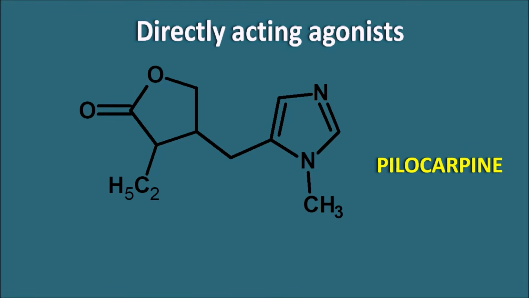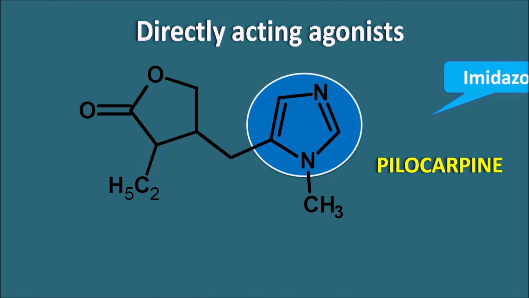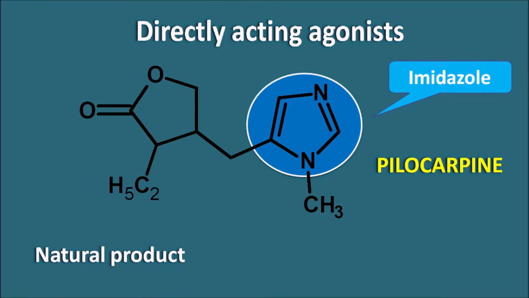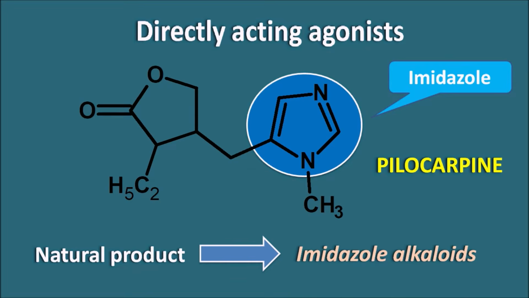And the third type of drug is the pilocarpine. In the pilocarpine structure, you can observe a heterocyclic ring system, and this heterocyclic ring system is nothing but the imidazole ring. So pilocarpine is an imidazole containing cholinergic agonist. And till now we have seen the carbachol and bethanechol, which are the synthetic drugs, but pilocarpine is a natural product and it is going to be obtained from the imidazole alkaloids. So pilocarpine is coming from the Pilocarpus species, Pilocarpus jaborandi.